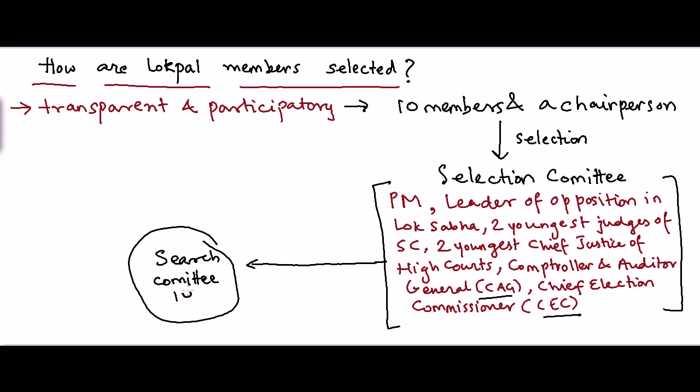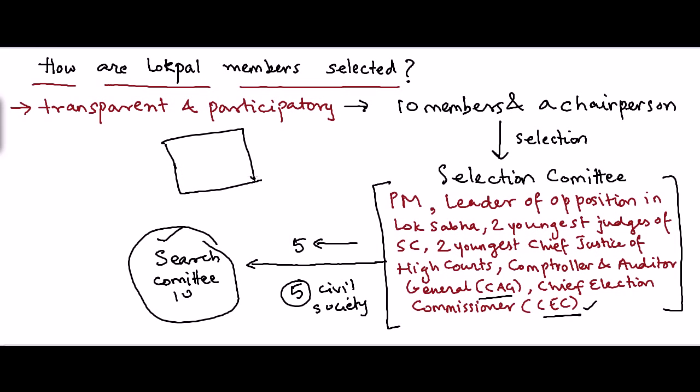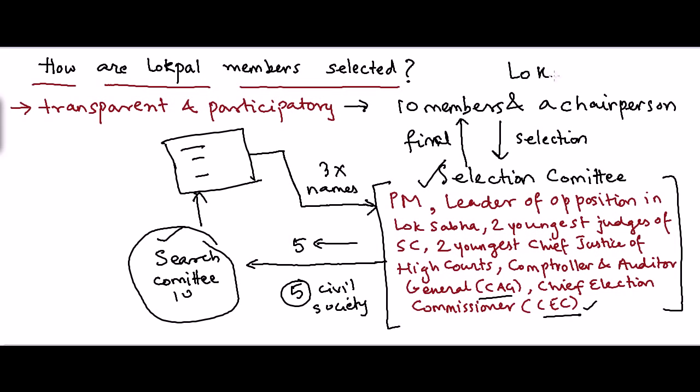The search committee will have 10 members, 5 of which will be selected by the selection committee from retired CAGs and CECs, and the other 5 will be selected from civil society. Once a search committee is formed, it will invite recommendations from various eminent people like journalists and academics, and these names will then be put up on a public website and public feedback will be required. Then, after deciding amongst themselves, the search committee will choose 3 times the number of vacancies and provide all the names to the selection committee. The selection committee will then make the final selection, and finally our Lokpal will be formed. In addition to that, all meetings of the selection committee and the search committee will be made public and will be video recorded.